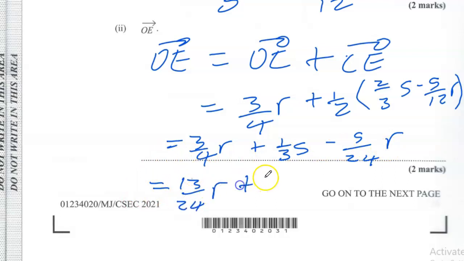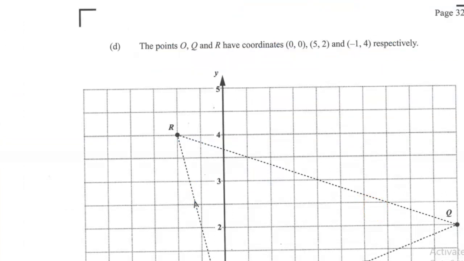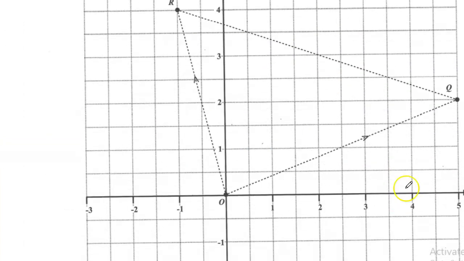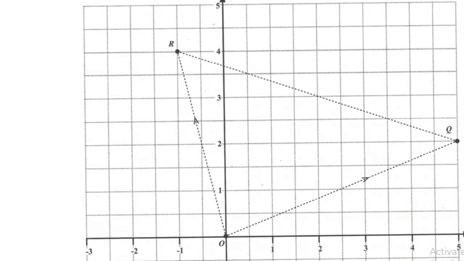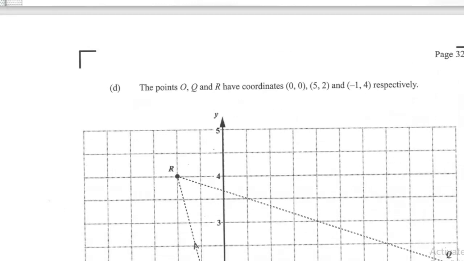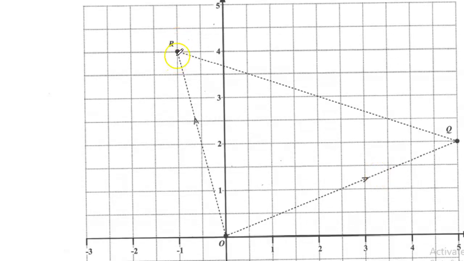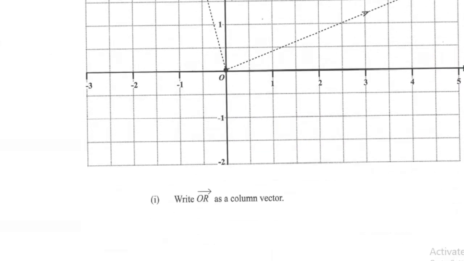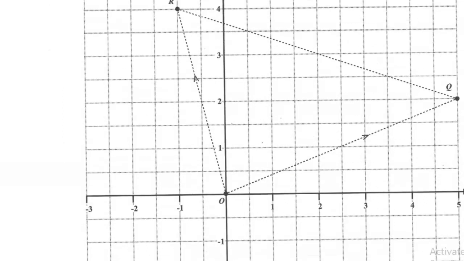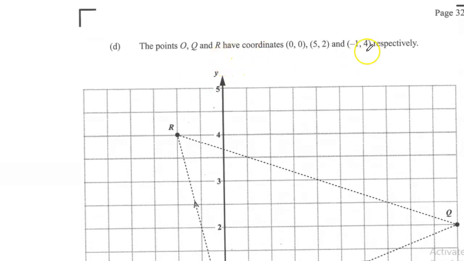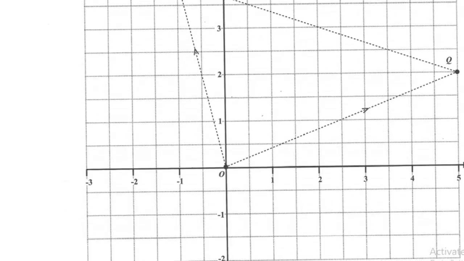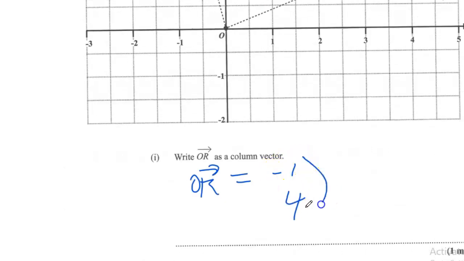The points O, Q, and R are given. O is 0, 0. Q is 5, 2. And R is -1, 4. Write OR as a column vector. OR is a position vector, same as the coordinate for R, that's -1 and 4.